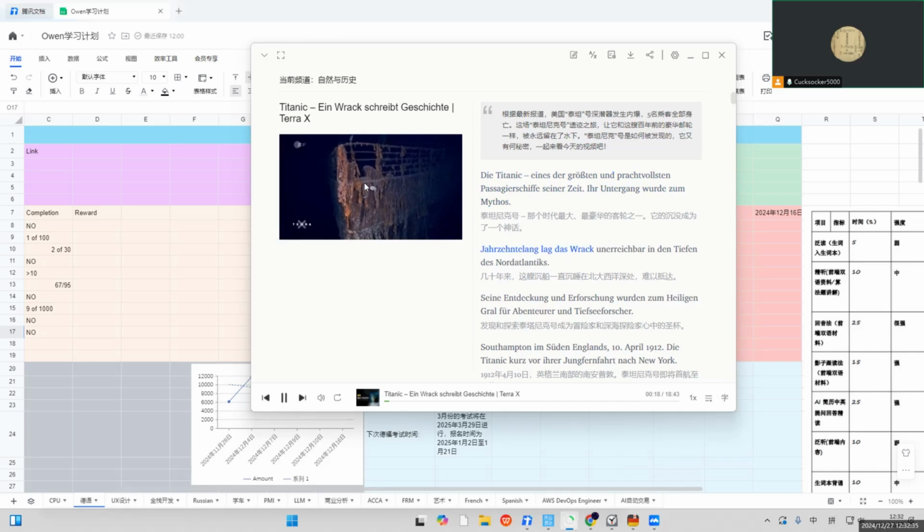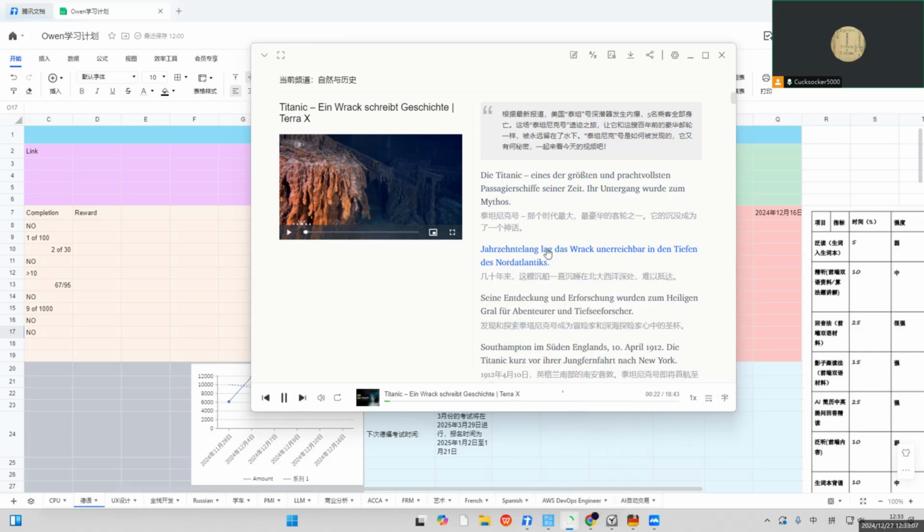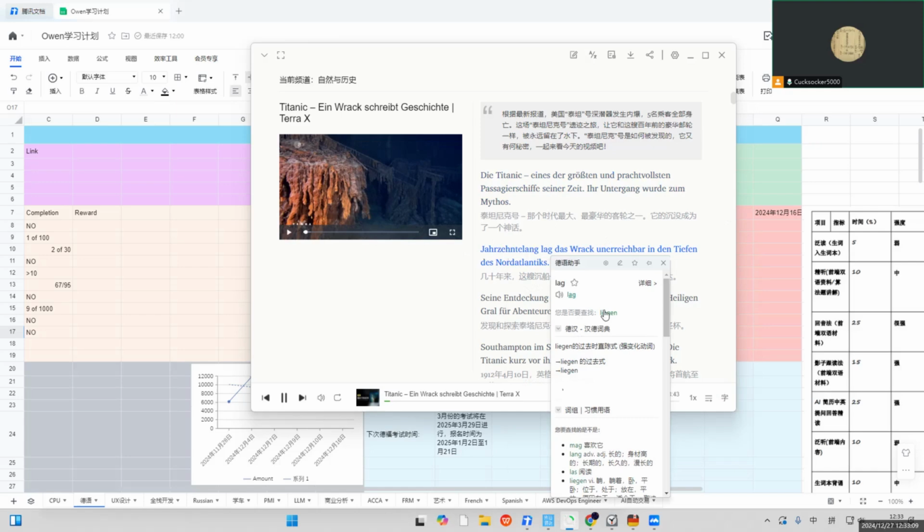Jahrzehntelang lag das Wrack unerreichbar in den Tiefen des Nordatlantiks. Okay. For centuries, it is the unrest. I think it's unrest in the Titanic. I don't know. Unerreichbar. Okay, I didn't understand everything. Jahrzehntelang. It's also the adjective and adverb. Okay, lag das. Legen. I think it's liegen.